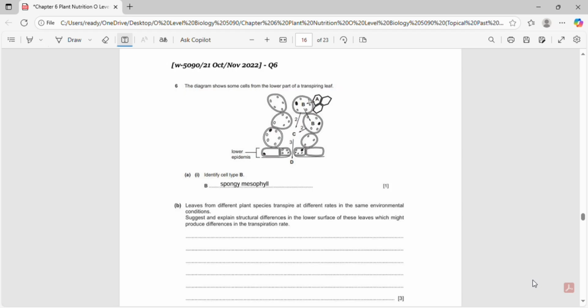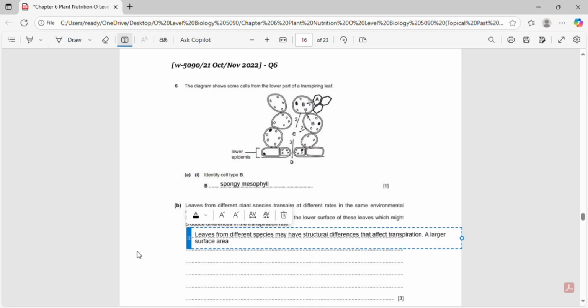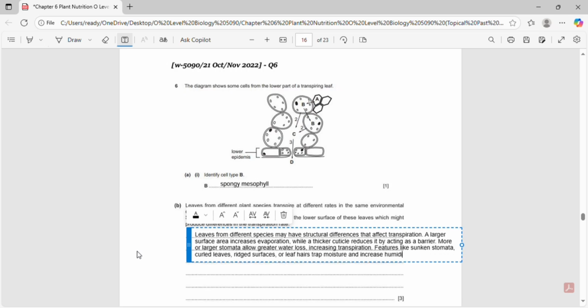So, how do structural differences affect transpiration? Leaves from different species may have structural differences that affect transpiration. A larger surface area increases evaporation, while a thicker cuticle reduces it by acting as a barrier. More or larger stomata allow greater water loss, increasing transpiration. Features like sunken stomata, curled leaves, ridged surfaces, or leaf hairs trap moisture and increase humidity around stomata, reducing the rate of transpiration.